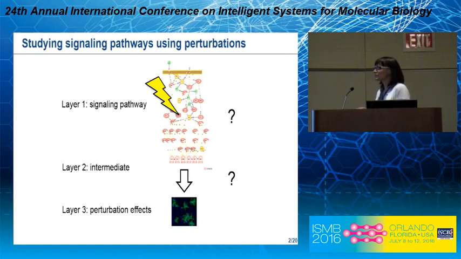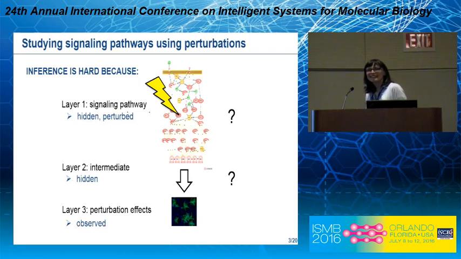Okay, so from these perturbation effects, we wish to infer two unknowns: the structure of the signaling pathway and the way the pathway regulates the effects. If you look at this picture, you immediately realize that inference in such a multi-layered system is very hard. We perturb one hidden layer, which is not observed, on the top. Then this goes via another hidden layer, and only then we make observations on the endpoint of the entire system.